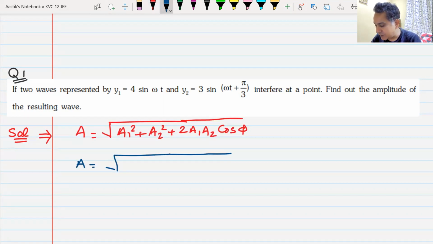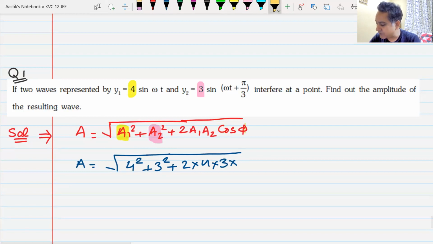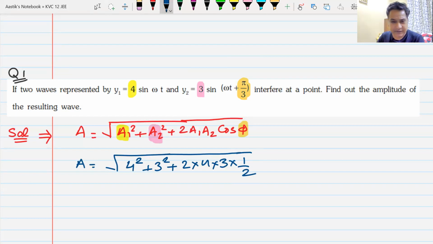What is the value of a1? Tell me. What is the value of a1? A1 is 4. So it is 4 square. My a2 is 3. 4 square plus 3 square plus 2 times 4 into 3 multiplied by what is the value of my phi? Phase difference? It is pi by 3. Yes, phi is pi by 3. So cos of pi by 3 I think is half. You just add, multiply, divide, whatever it is, and you get your answer.